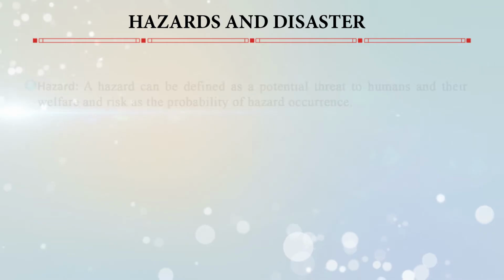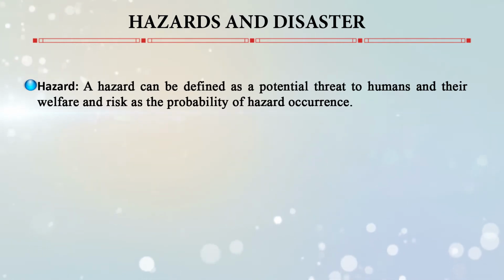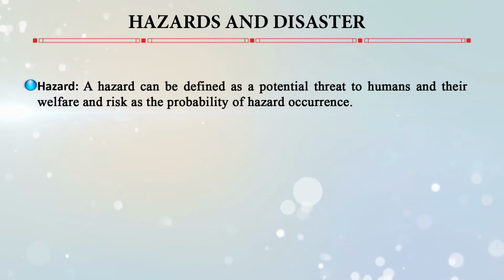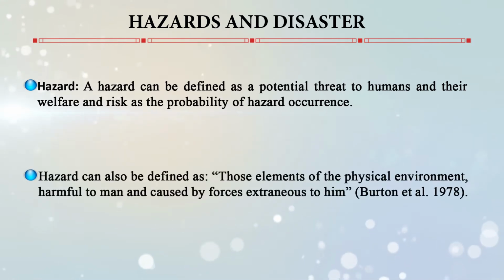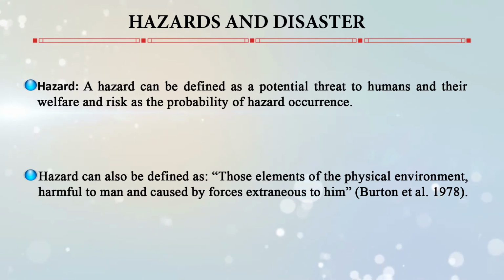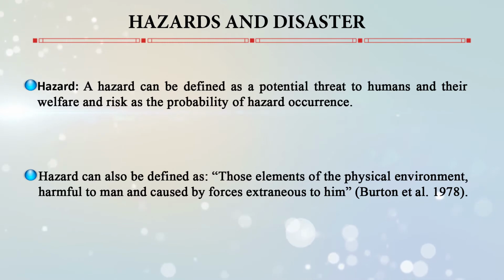Now, how do we define a hazard and a disaster? A hazard can be defined as a potential threat to humans and their welfare, and risk as a probability of hazard occurrence. A hazard can also be defined as those elements of the physical environment which are harmful to man and caused by forces that are extraneous to him.